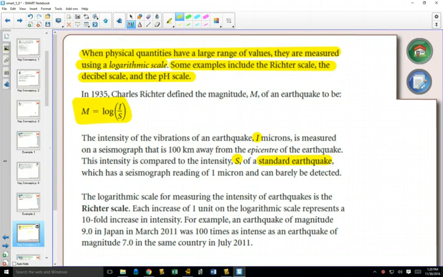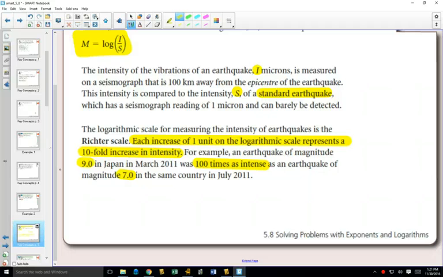Now, we know that with a log, each increase of one on a logarithmic scale represents something that is 10 times more intense. So when we compare two earthquakes, like a 9 to a 7, it's 100 times more intense. Sometimes there's a shortcut to these questions. How much more intense is a 6.7 compared to a 4.8? How much bigger is that?